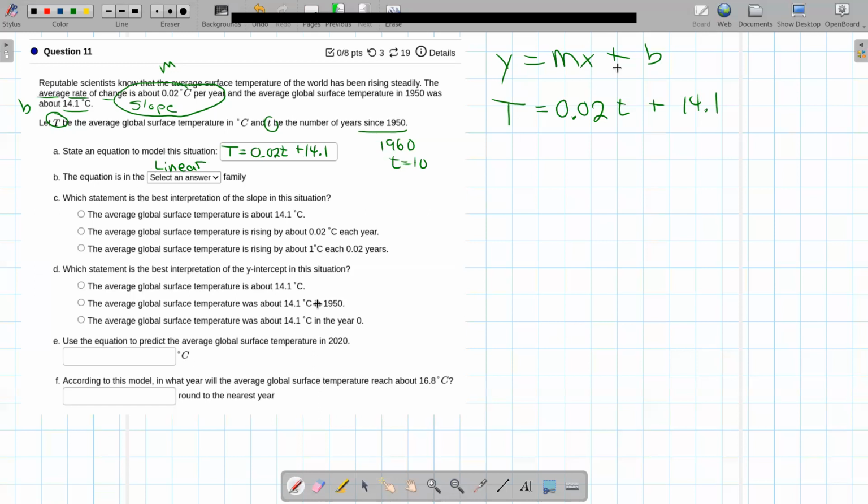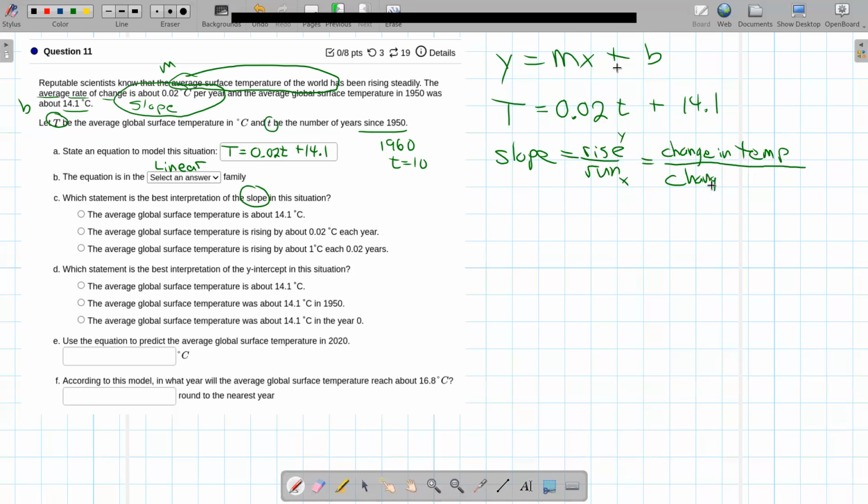Before I pick one of theirs, I'm going to write my own. How do we write our own interpretation of slope? Well, to interpret slope, we have to remember that slope is rise over run. Now our rise, that's our change in the y values, and our run is the change in the x values. Well, what do our y values mean? In this case, our y values are temperatures. So my rise is a change in the temp. What temp? The average surface temperature of the world. My run, those are my x's. X's are years here, so that'd be a change in year.